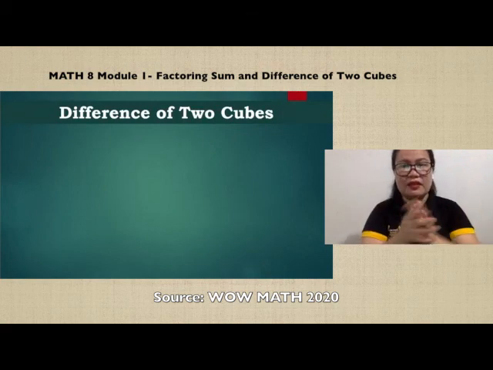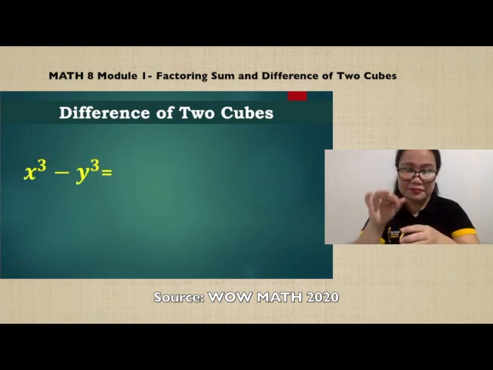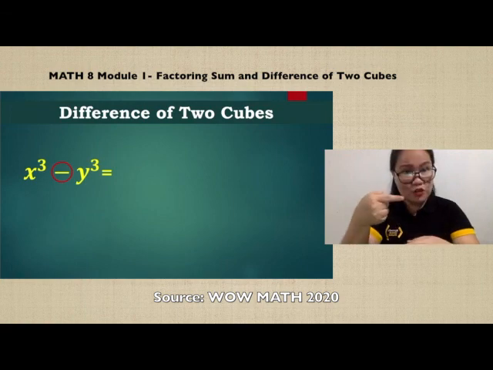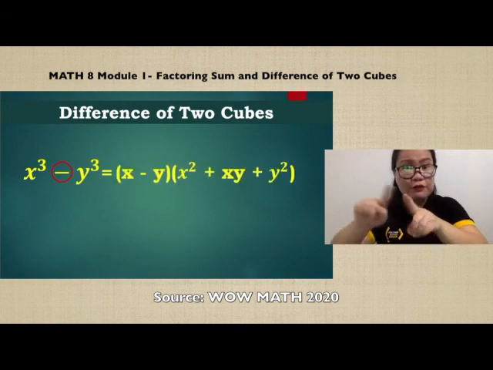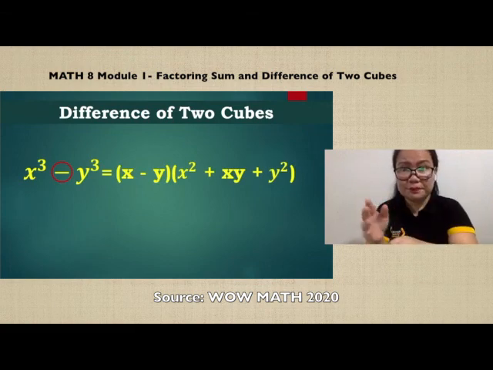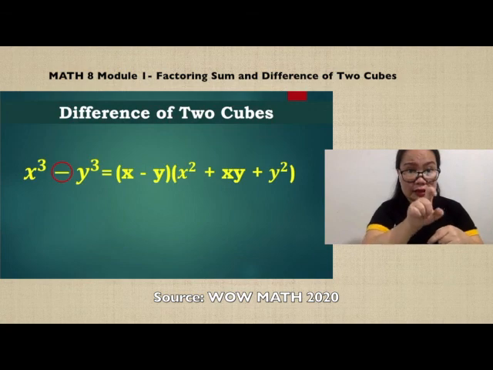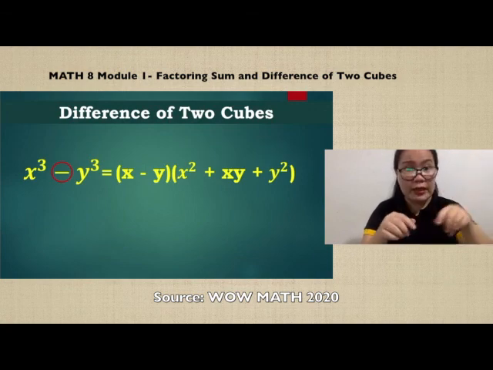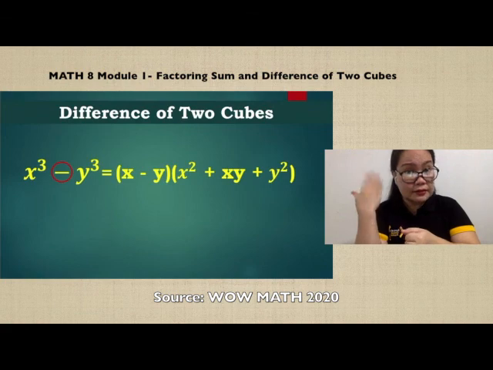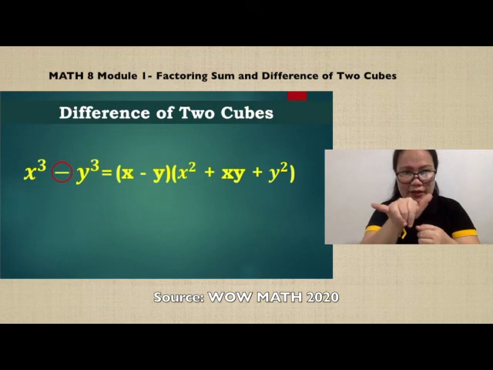Okay, punta tayo sa difference of two cubes. Pag sinabing difference, anong pagkakaiba niya dun sa nauna? Minus lang siya. Okay? So, kapag ang given natin ay x cube minus y cube, ito naman ang factored form natin. So, magpapalit lang tayo ng sign. Magiging x minus y, x squared plus xy plus y squared. So, ito naman. Sign lang yung pinalitan natin. Kanina, x plus y yon. Ito ngayon, x minus y na. Kanina, minus xy, ngayon plus xy na siya.